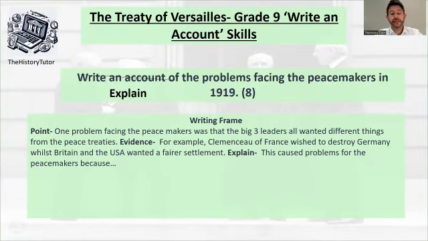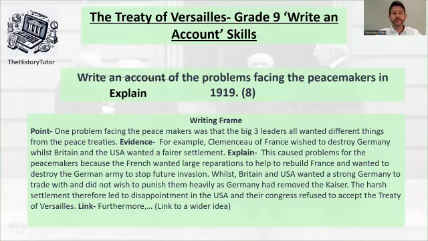So this caused problems for the peacemakers because... okay, think back to that knowledge we looked at. What could be an impact bit of knowledge here that we could give as a consequence, as the problem that emerges because of this? So here's what I've gone for. This caused problems for the peacemakers because the French wanted large reparations to help rebuild France and wanted to destroy the German army to stop future invasions, whilst Britain and the USA wanted a strong Germany to trade with and did not wish to punish them heavily as Germany had removed the Kaiser. The harsh settlement therefore led to disappointment in the USA, and their Congress refused to accept the Treaty of Versailles.